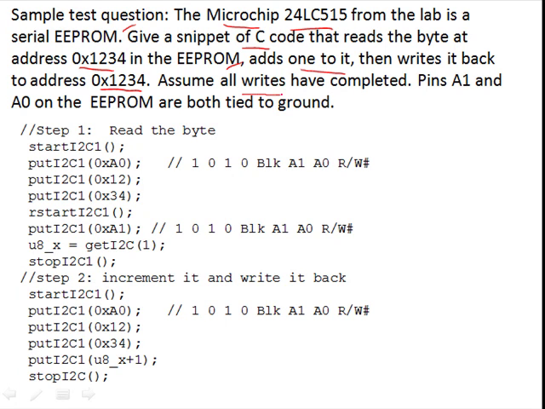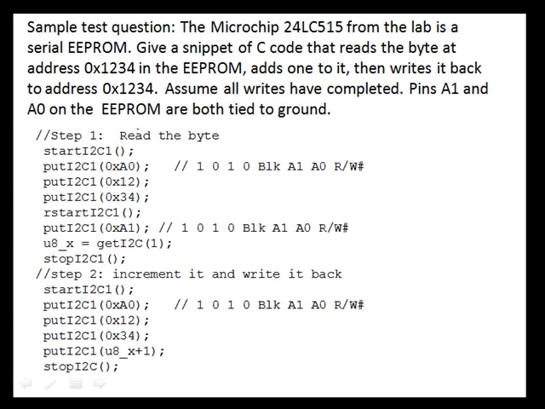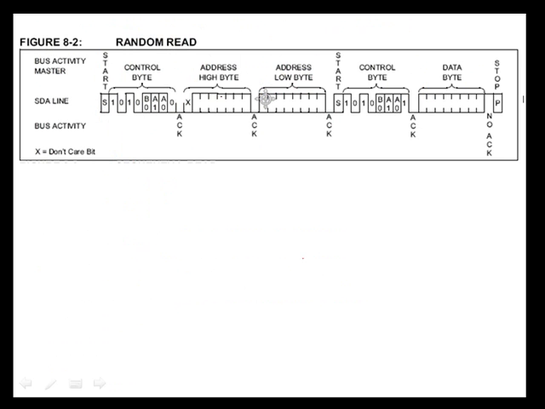We're going to assume that all writes have completed before we do this operation. Pins A1 and A0 on the EEPROM are both tied to ground. So step 1 is to read the byte from the I2C EEPROM. To do this, we need to do what's called a random read from the EEPROM. This consists of actually two separate I2C transactions.